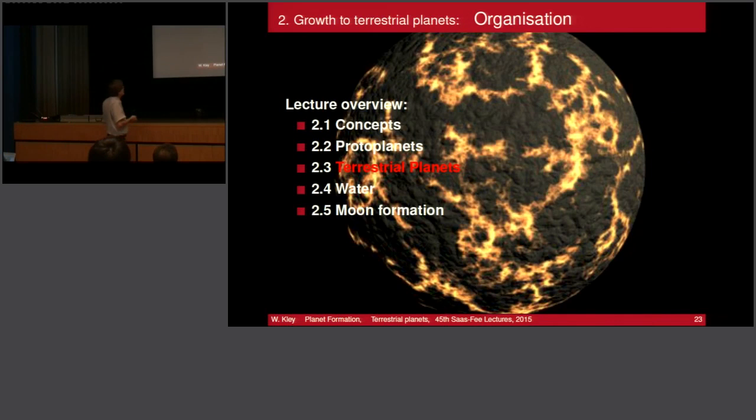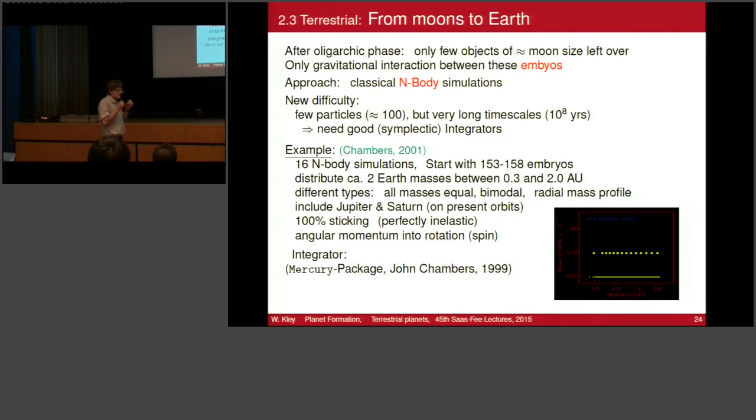Here you take as an input the outcome of the previous simulations and you do n-body simulations. The end of the previous work is usually the lifetime of the inner disk, and the disk, people assume, is now nearly gone in the inner parts. Then you can do pure n-body simulations of these leftover equal-mass objects. You have a few particles, typically 100, but the problem is you do direct simulations over a very long time scale. Not only a million years or so, you do it for 100 million years.